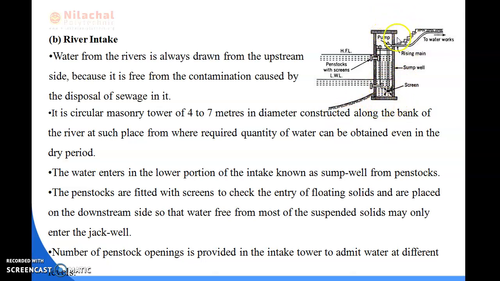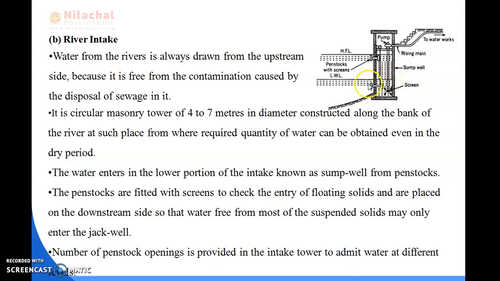Where the water has been drawn from the upstream side and is free from the contamination caused by the disposal of sewage, and it is of 4 to 7 meter diameter. You can see here the river intake is a circular masonry tower of 4 to 7 meter in diameter, and it is constructed along the bank of the river where the required quantity of water can be obtained.